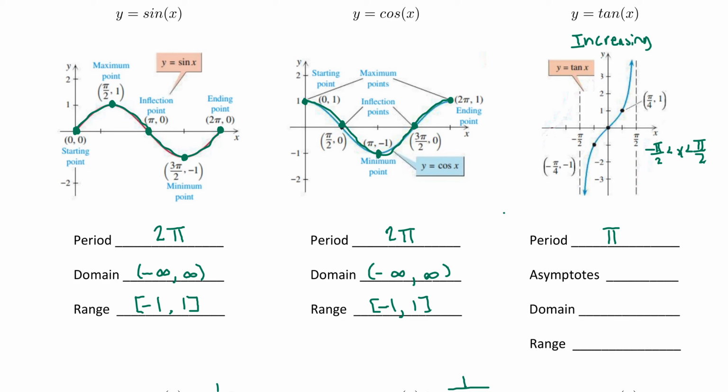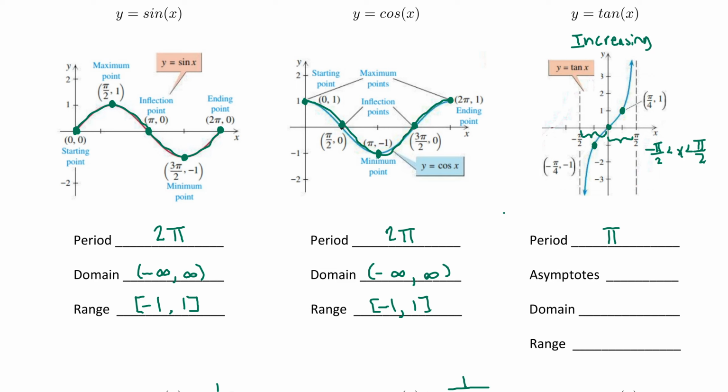Halfway in between those first two asymptotes, tangent crosses the x-axis. Between that x-intercept and the rightmost asymptote at the midpoint, tangent attains a value of 1, and at the midpoint between that leftmost asymptote and the x-intercept, tangent attains a value of -1. So these are the three key points that are useful in recognizing the graph of tangent.